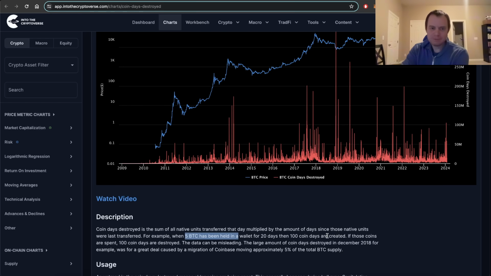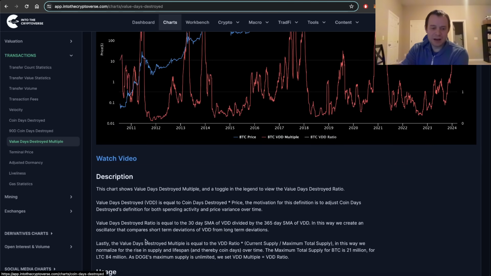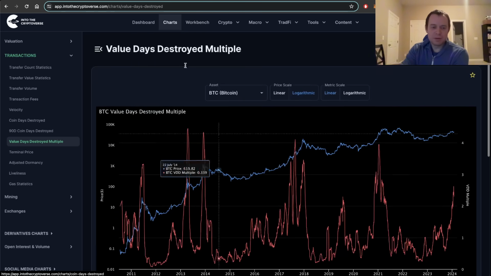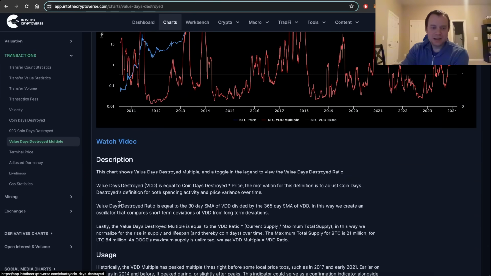So going back to this chart, value days destroyed is equal to coin days destroyed, which we've just defined, times the price. The motivation for this definition is to adjust coin days destroyed for both spending activity and price variance over time. Now, remember, this is the value days destroyed multiple. The value days destroyed ratio is equal to the 30-day SMA, or simple moving average, of value days destroyed divided by the 365-day SMA of value days destroyed.